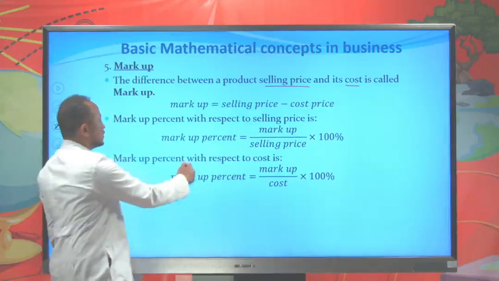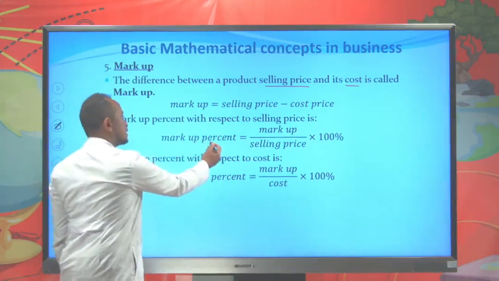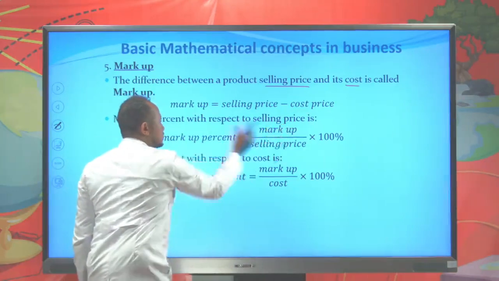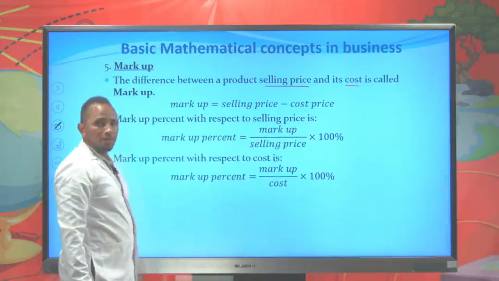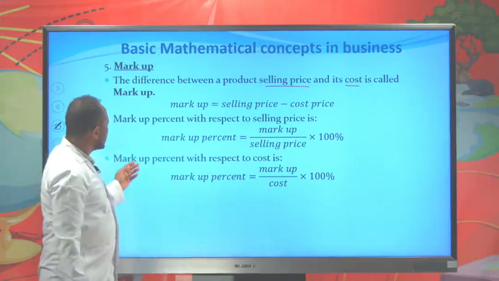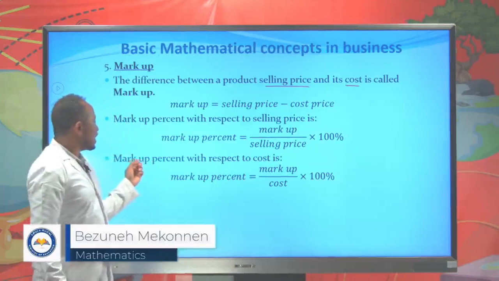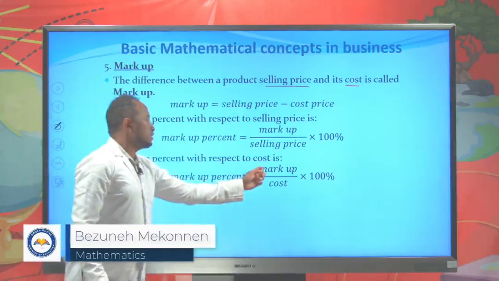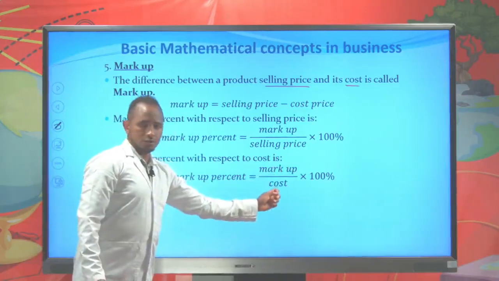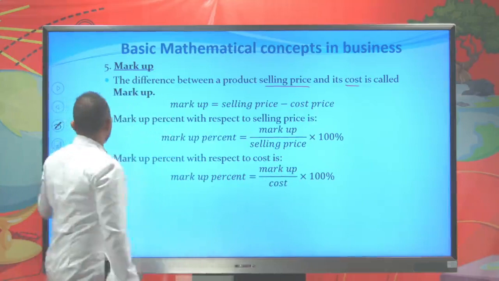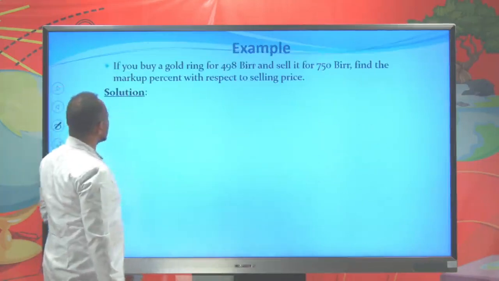If you are asked to calculate markup percent with respect to selling price, simply you divide the markup by the selling price and you multiply it by 100% to convert into percent. In addition to this, if you are asked to calculate markup percent with respect to cost, simply you divide the markup by the cost and you multiply it by 100%. Okay, now let's see an example for this.